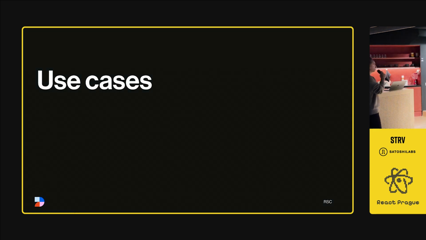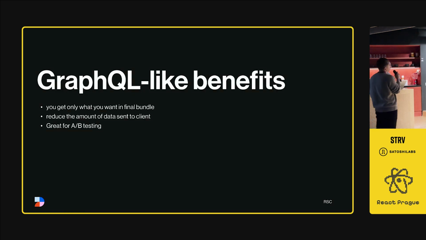And that leads us to use cases of RSC. The biggest, probably, is GraphQL-like benefits, where you have lots of data and you want to strip some part of the data and send it to the client. So the data transfer is really low. Again, that's great for A/B testing because you can send just the stuff that is on the page to the client, and you don't have to do anything. It's handled by the bundler in JSX.